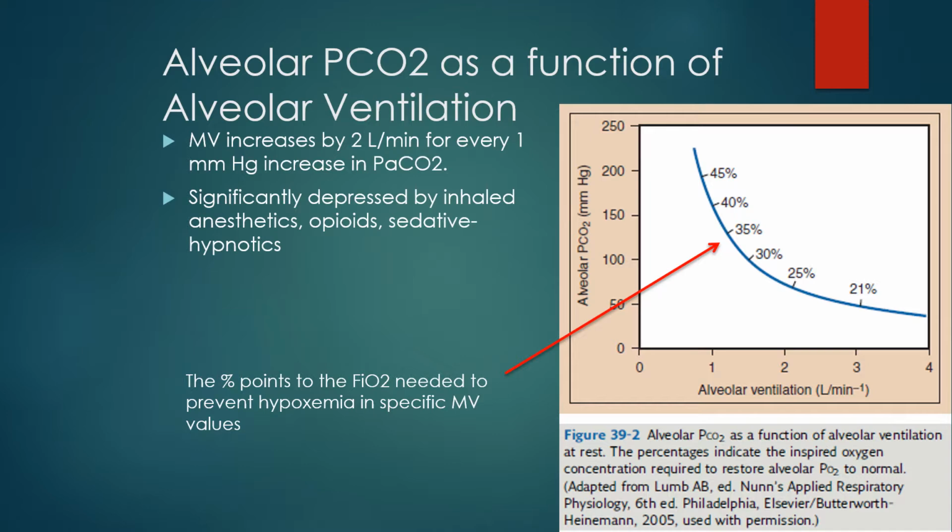Now here the percentage point is the FiO2 that is required to prevent the hypoxemia at a specific minute ventilation. So as you can see, if minute ventilation is 1 liter a minute, which is completely inadequate for any extubated adult in the PACU, your CO2 will go over 100 millimeters of mercury. And if you have nasal cannula at 6 liters a minute, you wouldn't have any drop in your SpO2, because 6 liters a minute is over 40% FiO2. So this can be very dangerous because CO2 keeps going up and up.